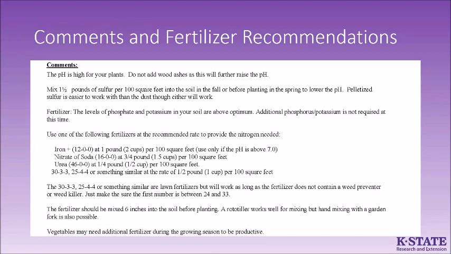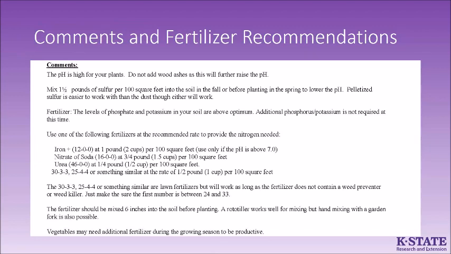Fertilizer must be sold with 3 numbers with a dash between them. The first number is the percent nitrogen. The second number is the percent P2O5, or phosphate. And the third number is the percent K2O, which is potassium or potash.